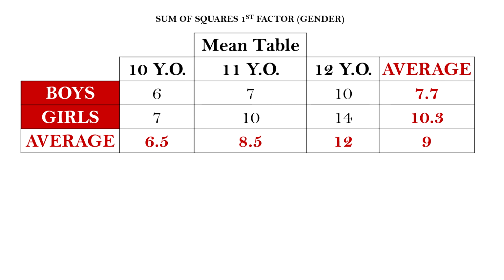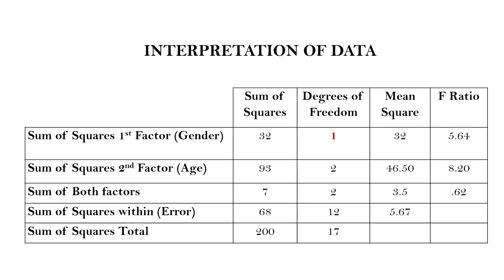Now we have to count the degrees of freedom of both factors. First, for gender, we count the categories, 1 and 2, and apply the formula n minus 1, which equals 1. So we have a degrees of freedom value of 1 for the first factor.